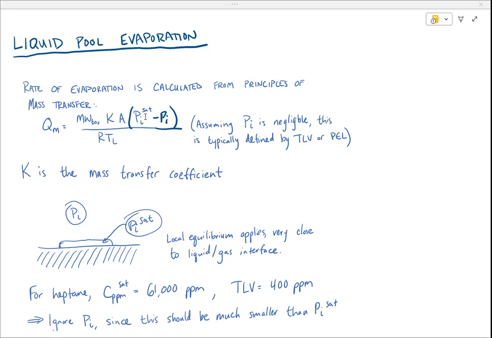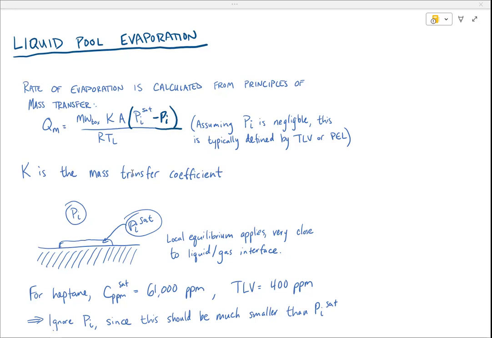Now, if we're talking about toxicants, it's probably a fair assumption that there's not a lot of toxicant in the air already. So Pi for many toxicants is going to be very, very low. It is either going to be negligible, meaning we can just cancel it out, or defined by the TLV. If your ventilation system is designed to keep the concentration of a certain toxicant at or below the TLV level, the TLV is the greatest partial pressure that you could ever have.